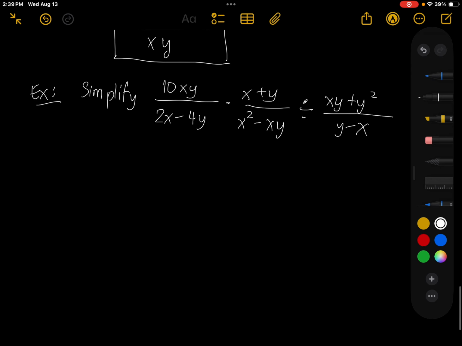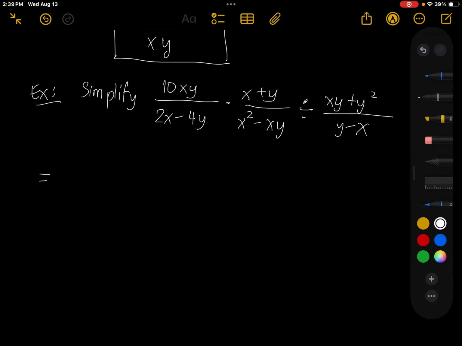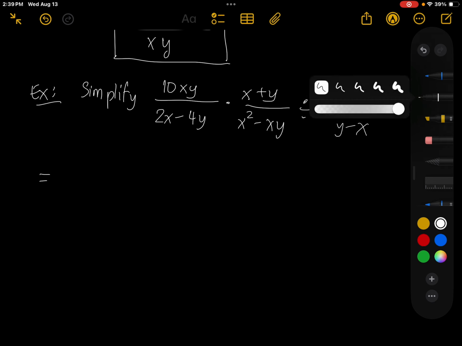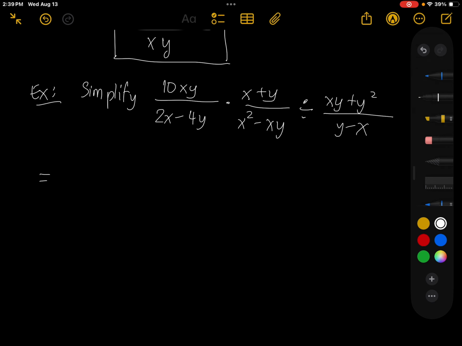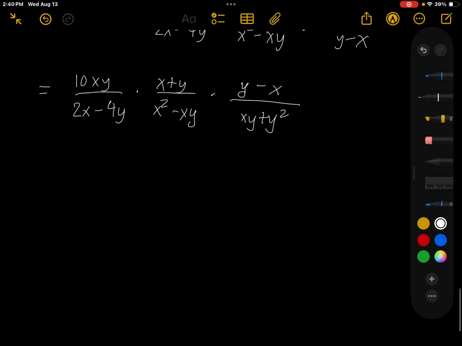Well, okay, this is more complicated, but not really. I mean, in terms of what you do, first we're going to change the division into multiplication. So I'm going to keep everything the same, except when I am doing division, I'm doing times the reciprocal. That's y minus x over xy plus y squared. Now I'm going to get a lot of cancellation.